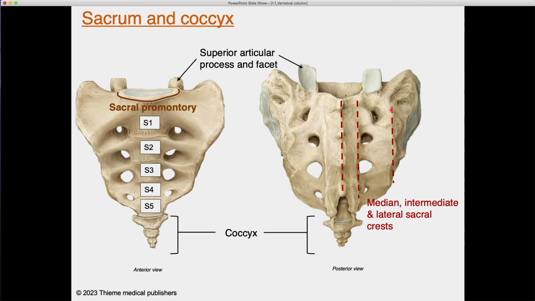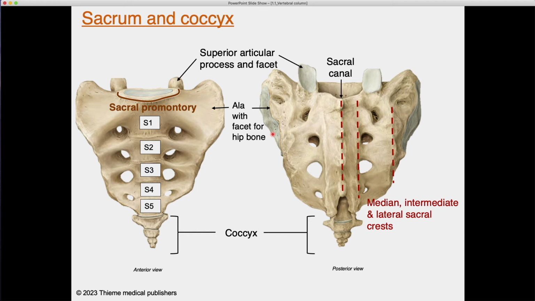We can also see a superior articular process with its facet for articulation with the L5 lumbar vertebrae. And we can also see these wing-like projections laterally, one on each side. These are called the ala. And the ala have this kind of facet for articulation with the hip bones, therefore forming our pelvis.